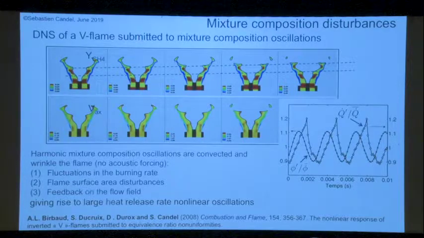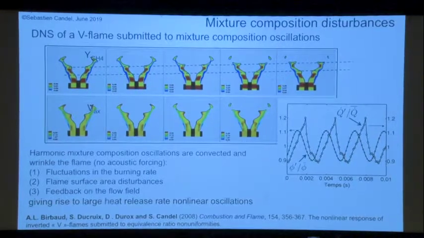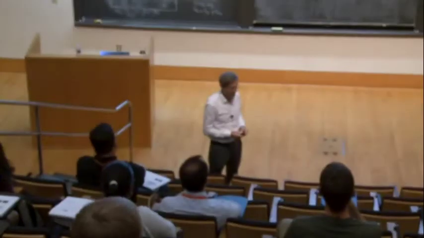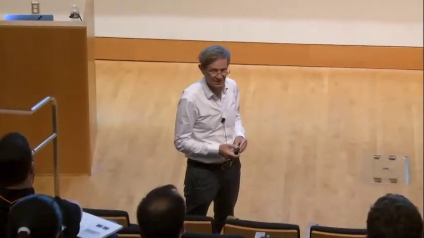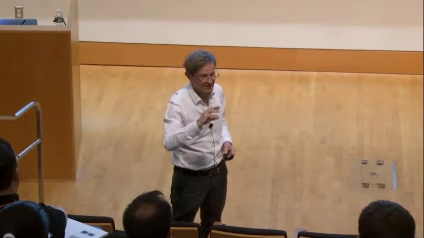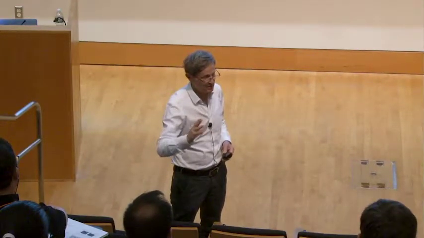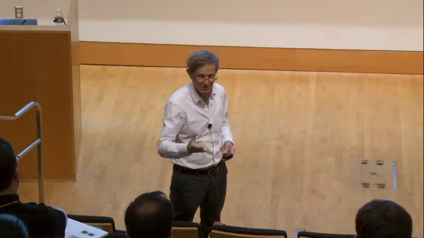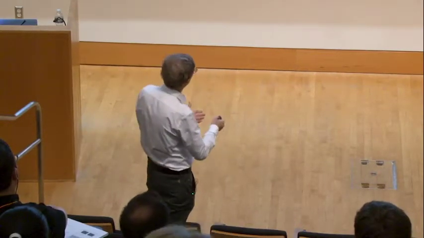If, on the other hand, the mixture is modified, if you have fluctuations in the equivalence ratio, this can be studied. It's not so easy to fabricate that experimentally. We tried, and other people tried. It's not so easy to have an oscillation in the equivalence ratio. You have to engineer something to do this oscillation. But numerically, you can do that.